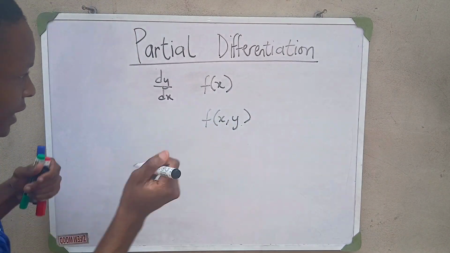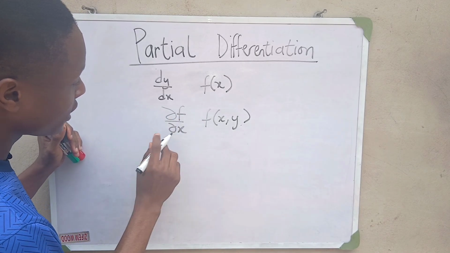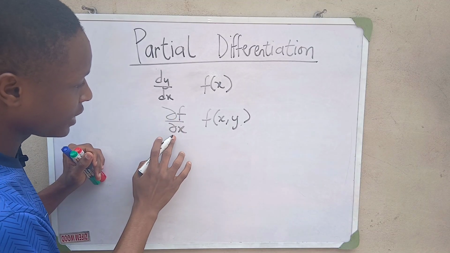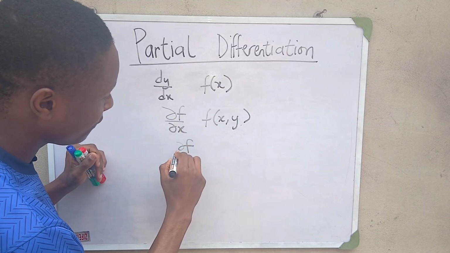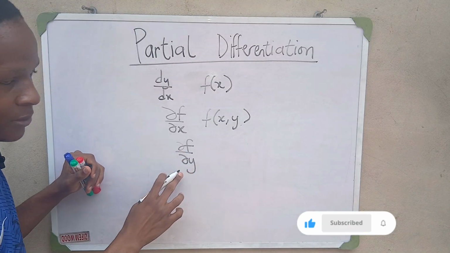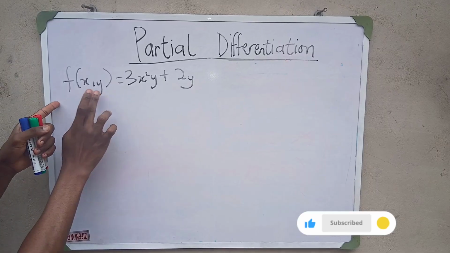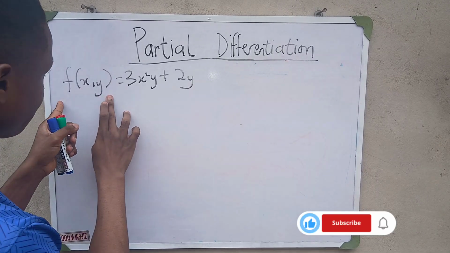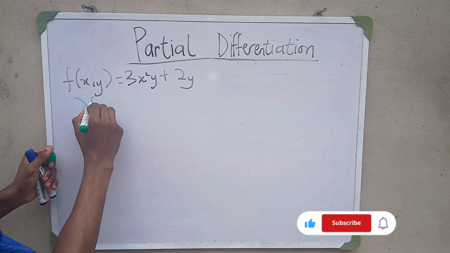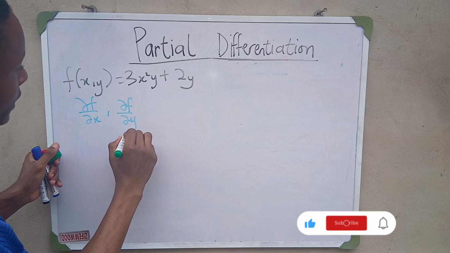So we use the symbol partial f over partial x to find the partial derivative of f with respect to x, and partial f over partial y to find the partial derivative of f with respect to y. Suppose we have this function with variables x and y, and we are told to find partial f over partial x and partial f over partial y.